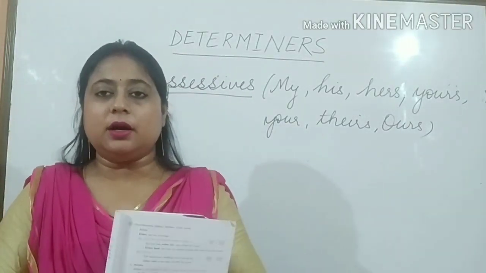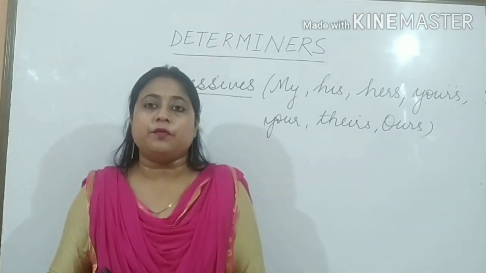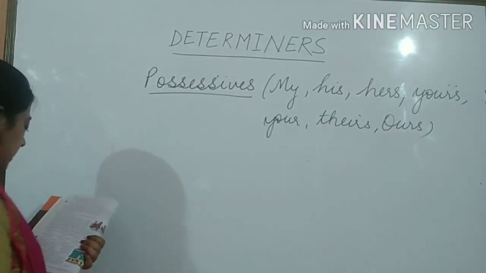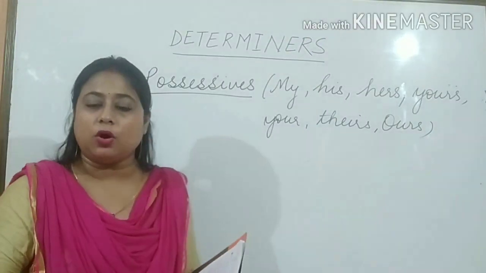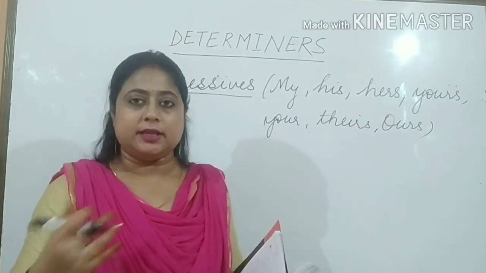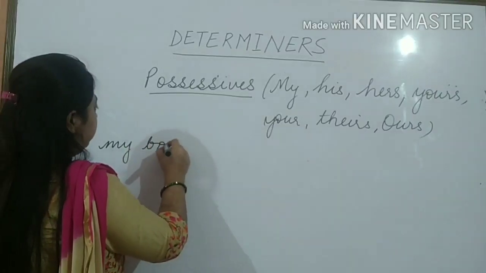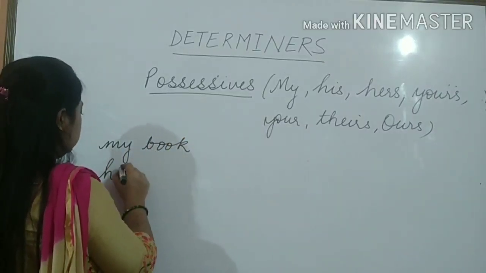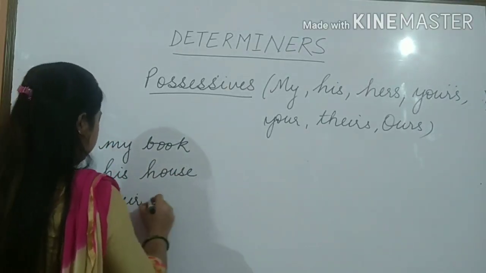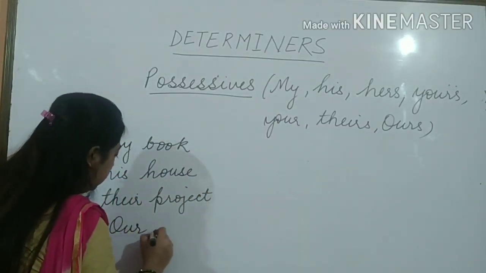I told earlier the word possessives comes from possession, which means belongings. So it is used to show the possession or the belonging of any particular article or goods or things, anything it can be. For example, my book, his house, their project, our house.